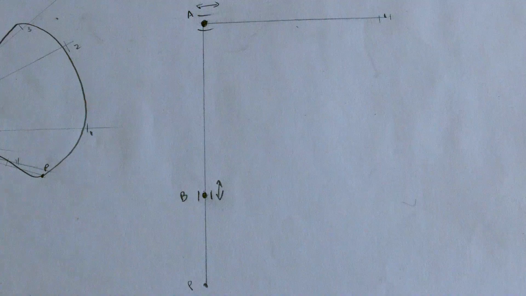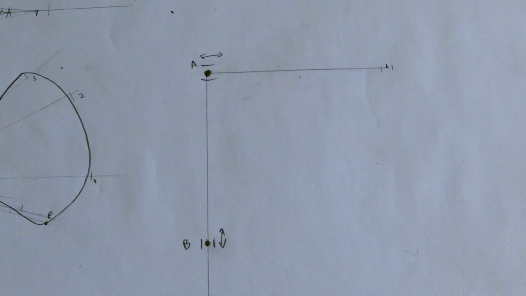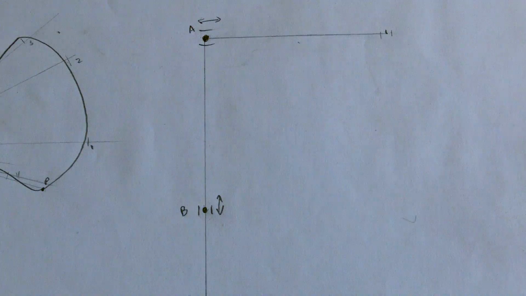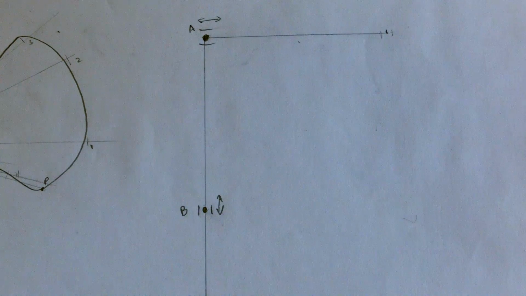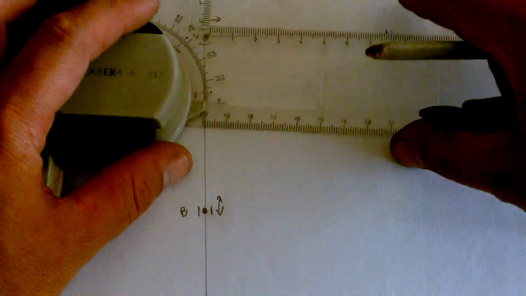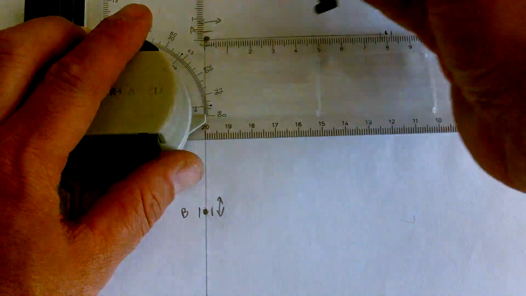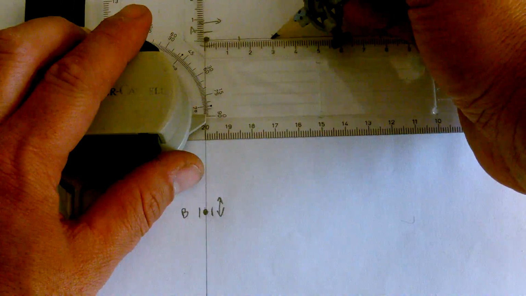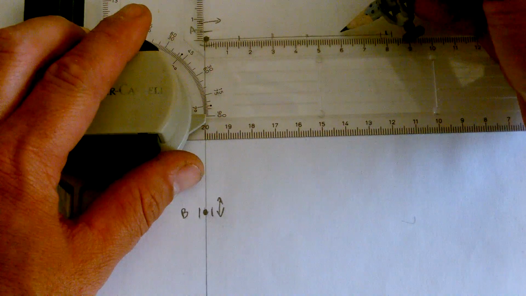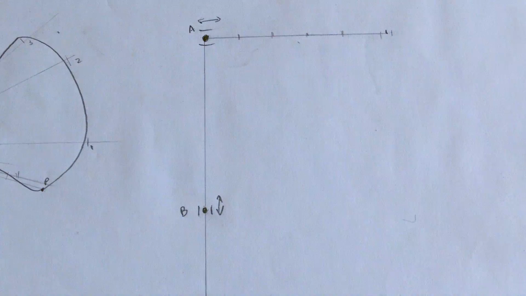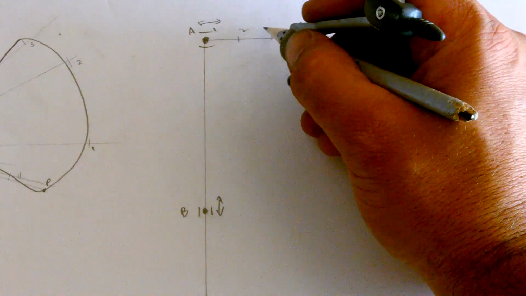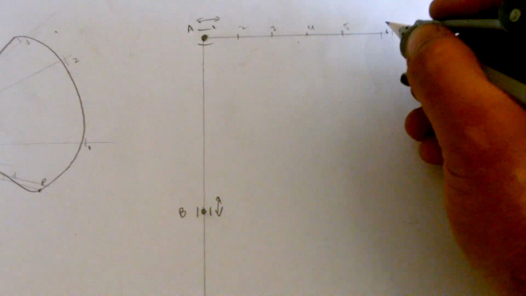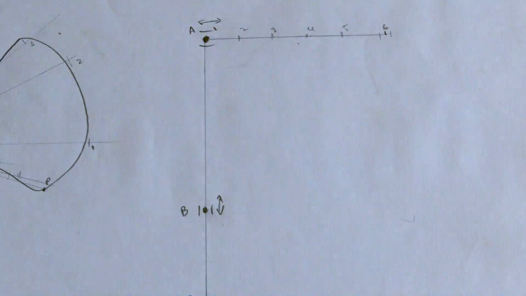Now, how many divisions am I going to take? That depends on the question, how large you're drawing. I usually take 6 divisions on such a line. There's no real need to take them equidistant, but we do just to keep it a bit neater. So I'm going to take those different positions. That's the first position, second, third, fourth, fifth, and last position.